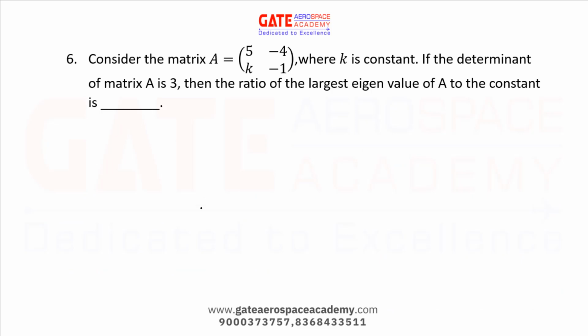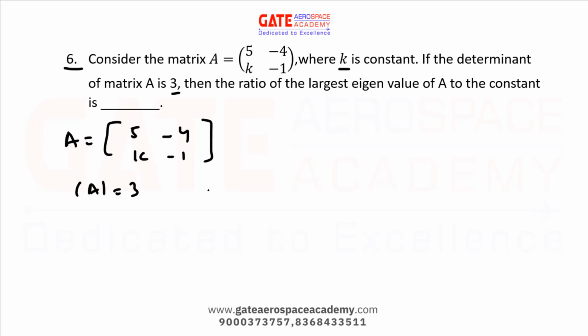Okay, again this is a very simple question asked for 2 marks. So let's read this question. Consider the matrix A equal to 5, minus 4, k, minus 1, where k is the constant. If the determinant of the matrix A is 3, then the ratio of the largest eigenvalue of A to the constant is. So very simple question. The matrix is given 5, minus 4, k, minus 1, where k is the constant. So the hint is given that the determinant of this is 3.